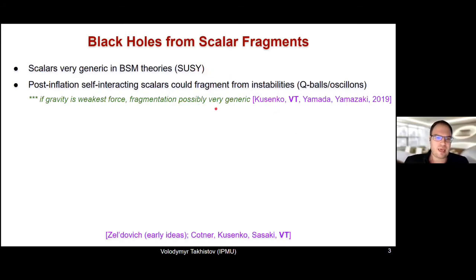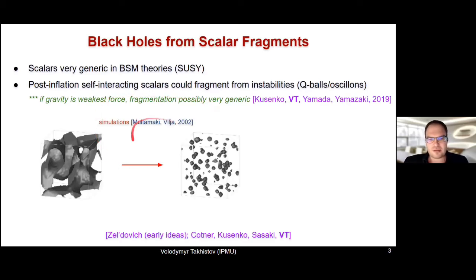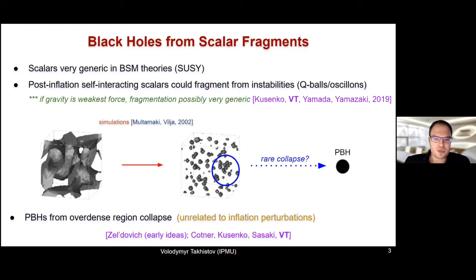The basic idea of this mechanism is that if you look at some simulations, you start with some condensate and you get some fragments. But because the process is stochastic, you can envision that there will be some rare regions where the overdensity is sufficient to collapse to PBH. I'll skip the details because of time, but what is interesting here is that the PBHs from such overdense regions and such formation are unrelated to perturbations from inflation. And so this addresses the issue of tuning of the inflaton potential.